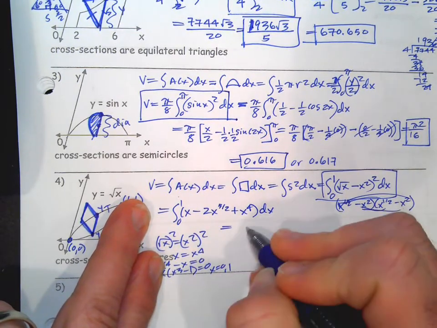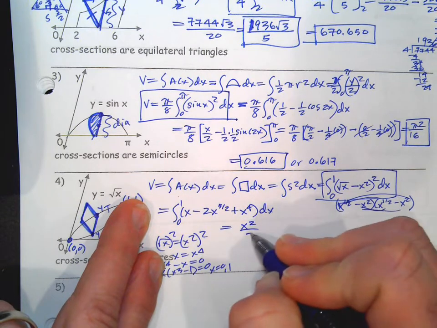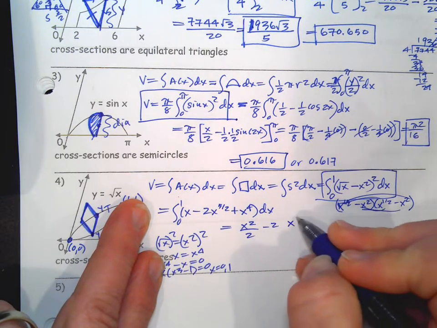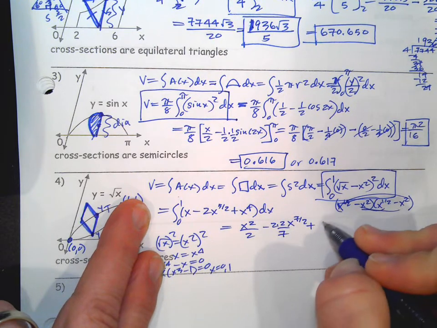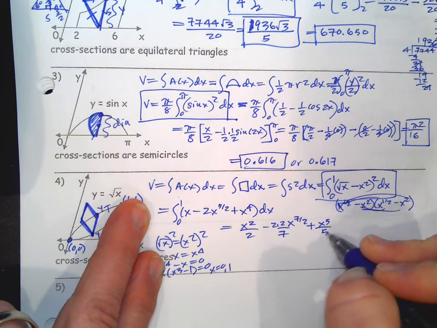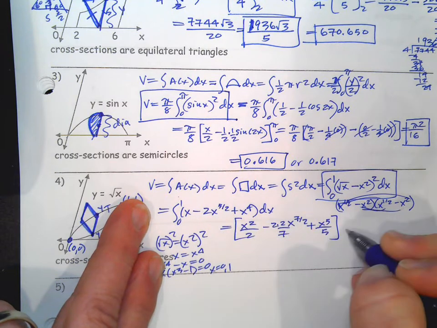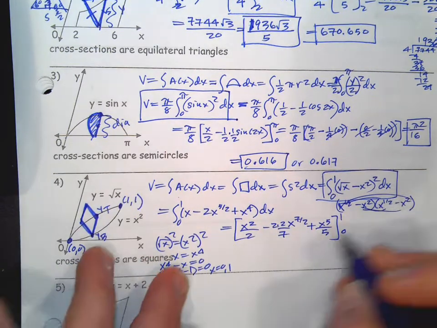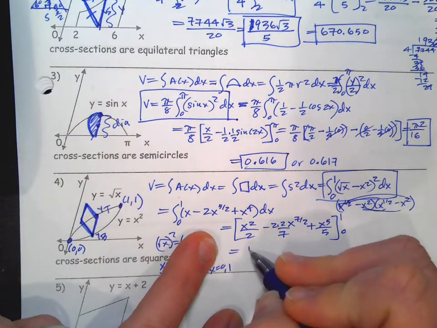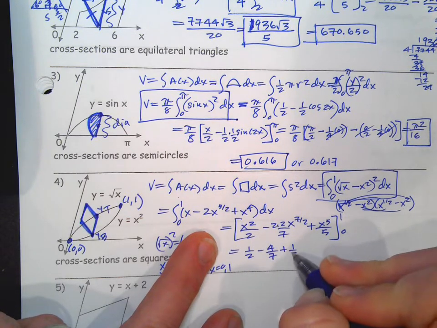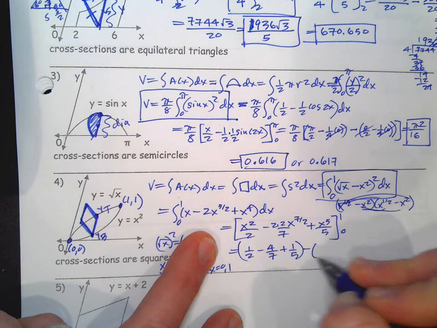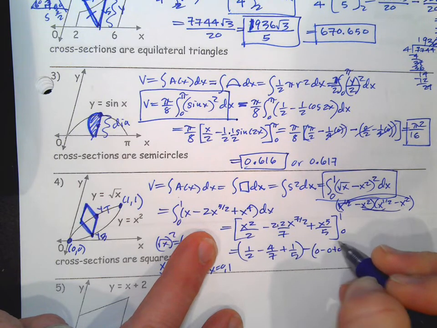And so now the antiderivative is going to be x squared over 2 minus 2x to the 7 halves divided by the new exponent, plus x to the 5th over 5, from 0 to 1. Okay, so plug 1 in, we get 1/2 minus 4/7 plus 1/5. Plug 0 in, you get 0 minus 0 plus 0.